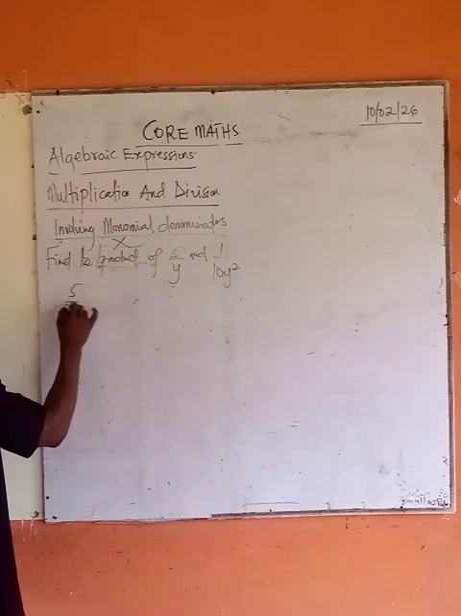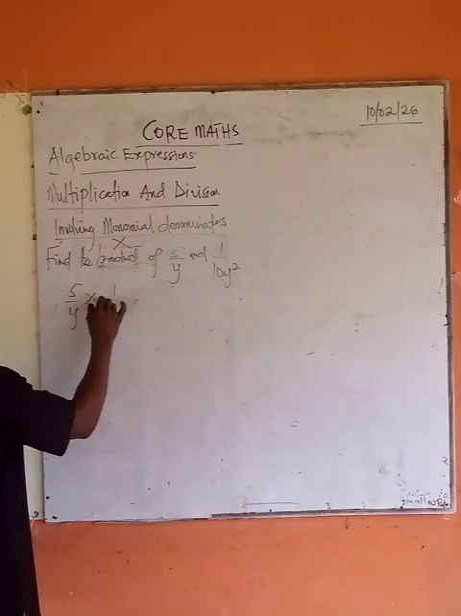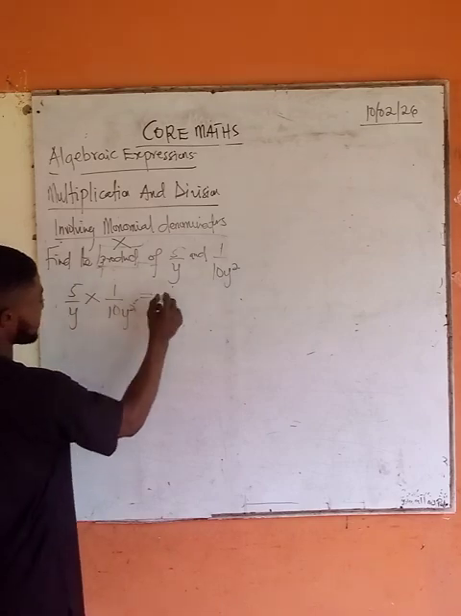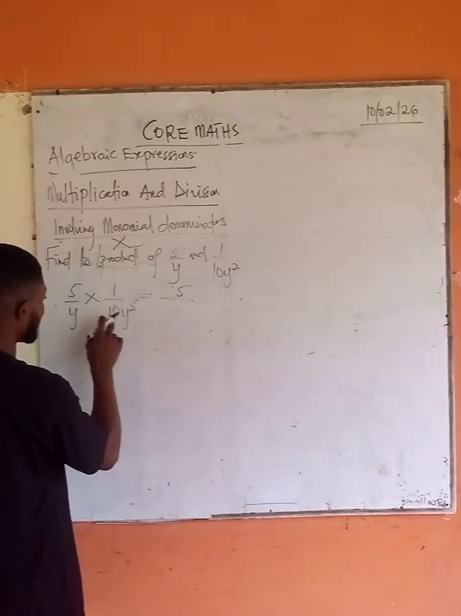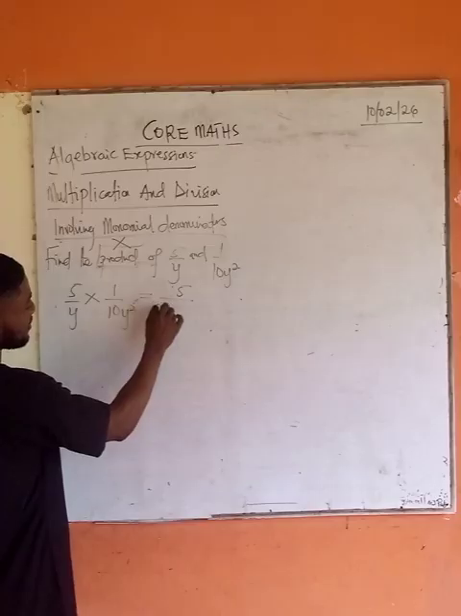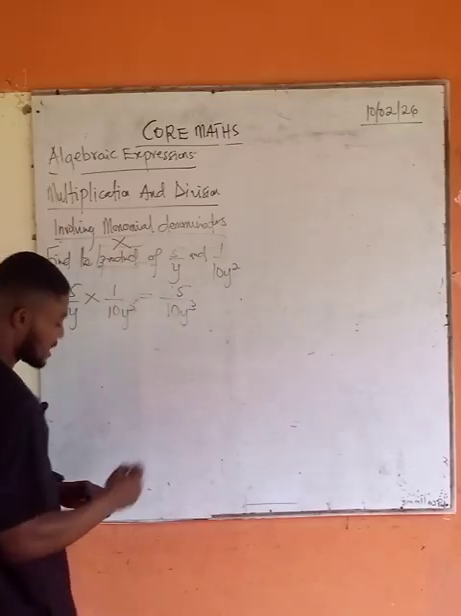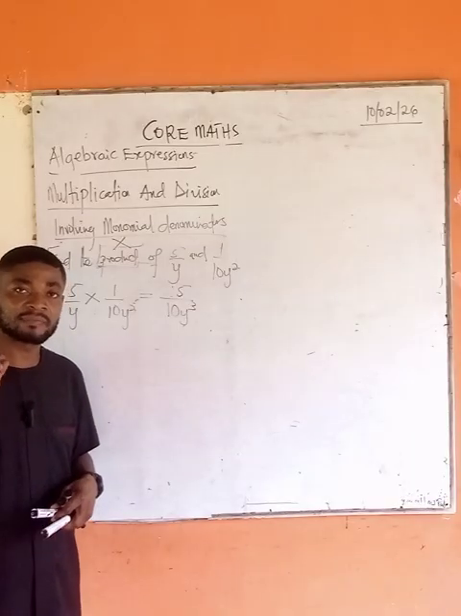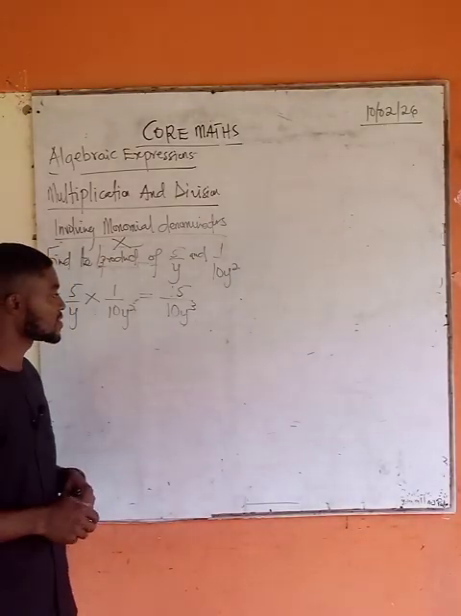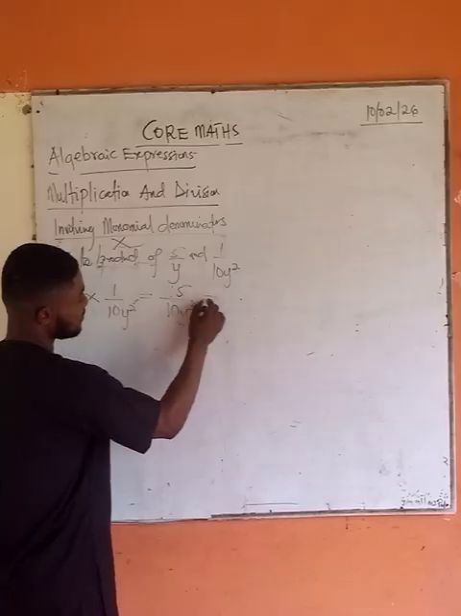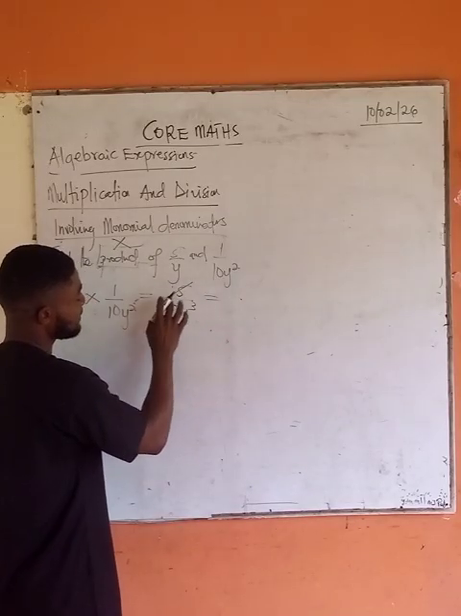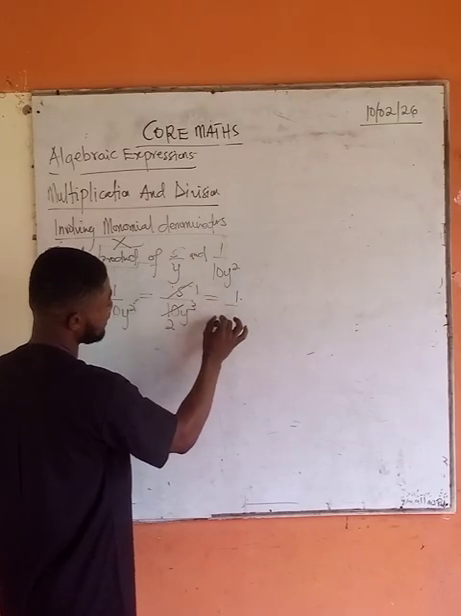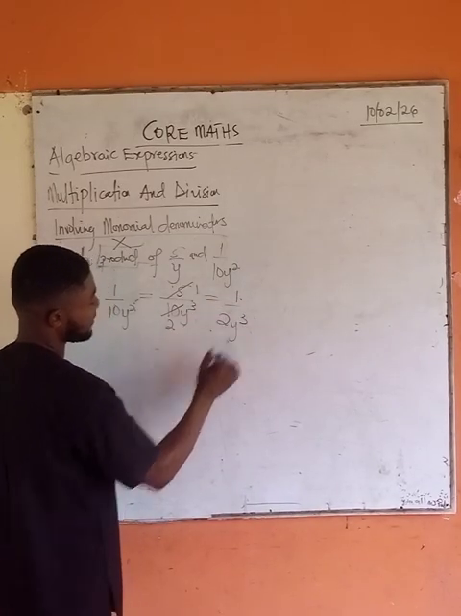So I have 5 over y times 1 over 10y squared. That gives me 5 times 1, that is 5, over 10y squared times y, which gives 10y cubed. We can't leave our answer like this because it is not in its simplest form. 5 and 10 are both divisible by 5, so we have 1 over 2y cubed.